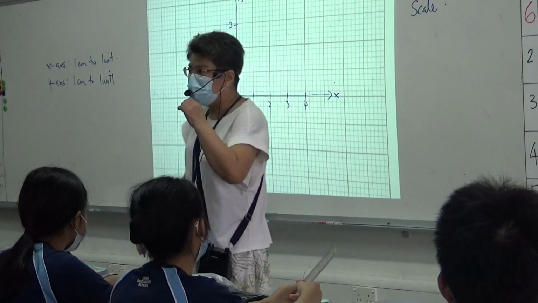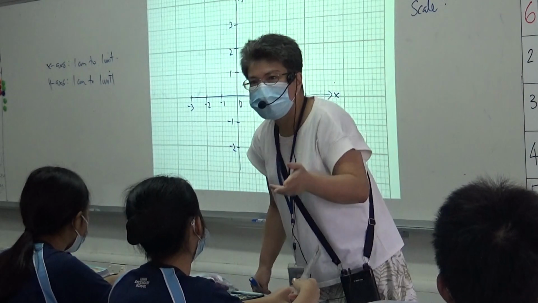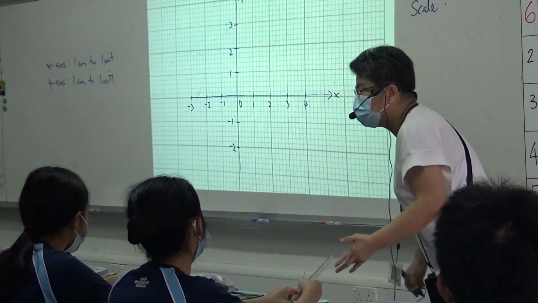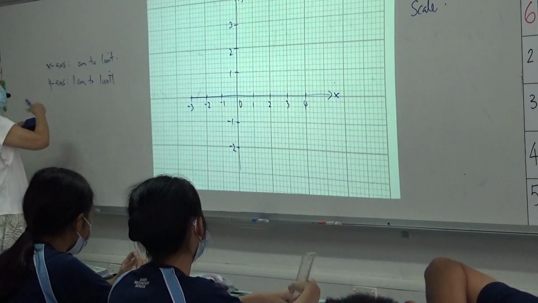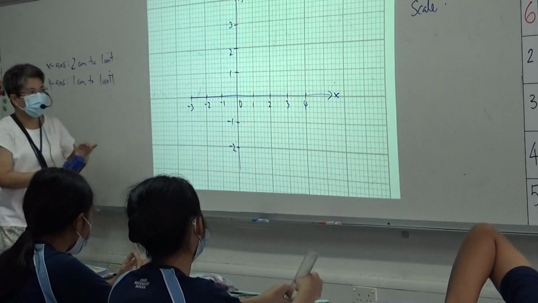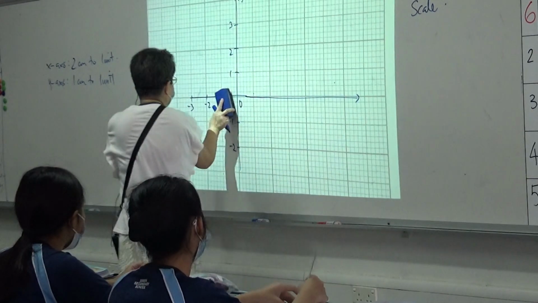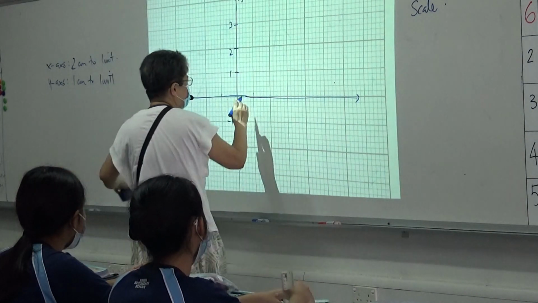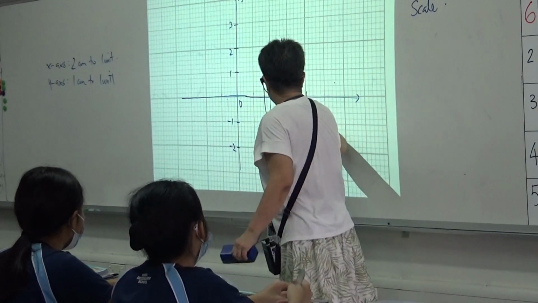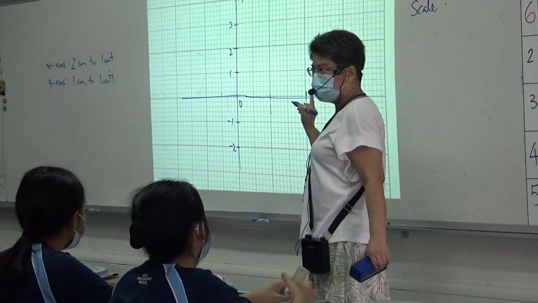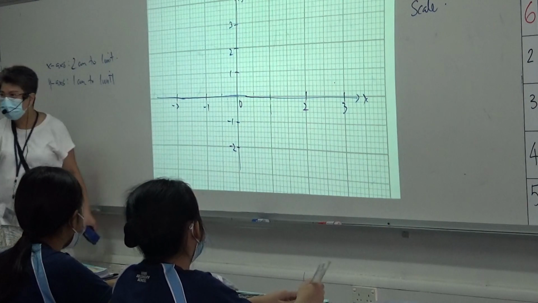Understand? Okay, then students will ask me, must the scale of the x-axis be the same as the scale of the y-axis? The answer is no. Now, I can have 2 cm to 1 unit on the x-axis. If I say 2 cm to 1 unit, what does it mean now? That means my 1 will be here. Because 2 cm is 1 unit, then 2, 3, this is my x. Here will be -1, -2, and so on.